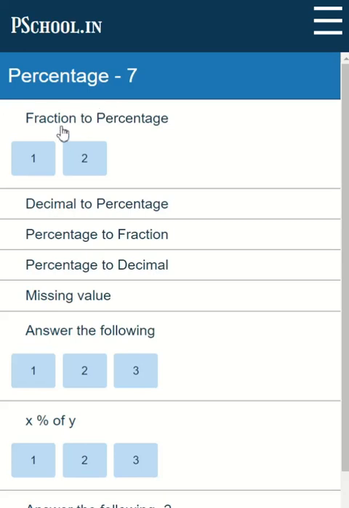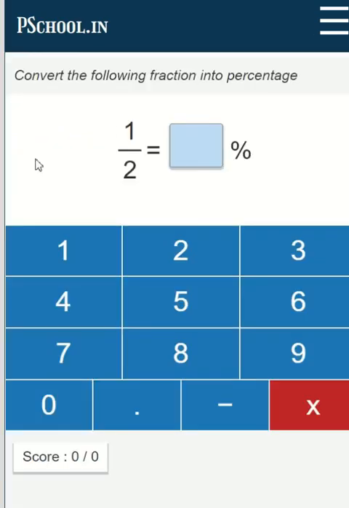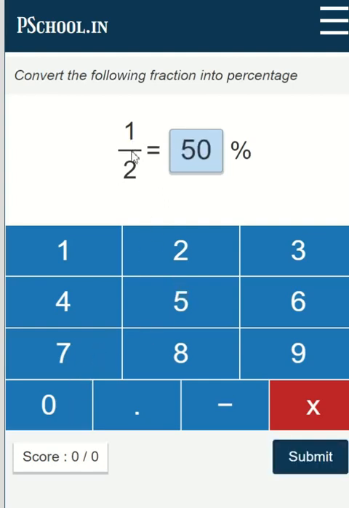First problem, we need to convert the given fraction into percentage. There are two approaches. You can multiply the fraction by 100. So if you multiply 1 by 2 into 100, 100 will be divided by 2, so we get 50, so we get 50%. The second approach is to write the equivalent fraction so that the denominator is 100. So if we rewrite the fraction as 50 by 100, again we will get 50%. This is an easy problem. Let's move on to the next problem.